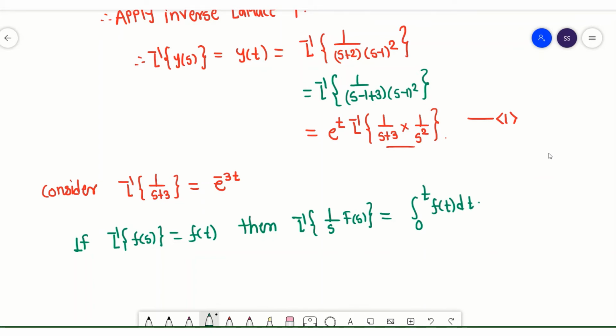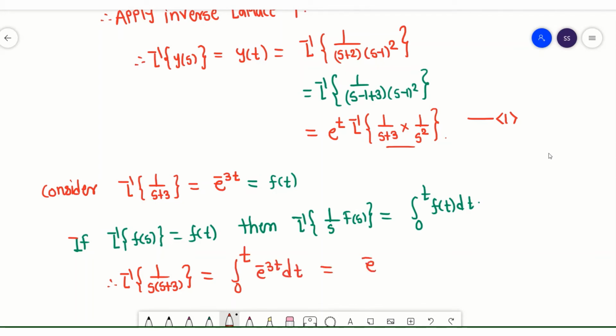So here we have the Laplace inverse of 1 upon s plus 3 equal to e to the power minus 3t. Let me call this f(t). Now by the above property, the division by s property, we have the Laplace inverse of 1 upon s times 1 upon s plus 3 equal to the integral from 0 to t of e to the power minus 3t dt, and this is equal to e to the power minus 3t divided by minus 3, with limits from 0 to t.